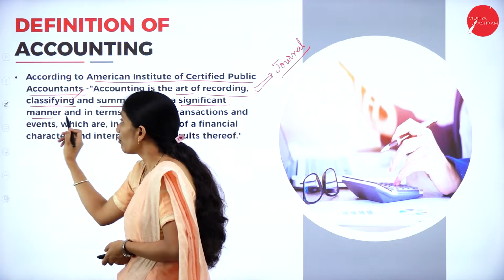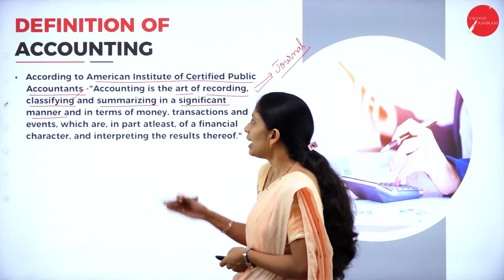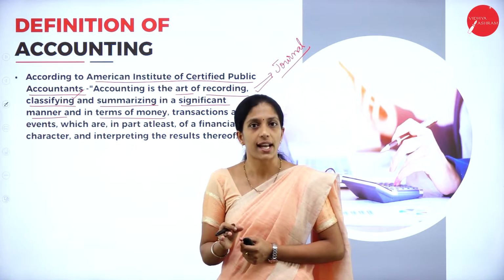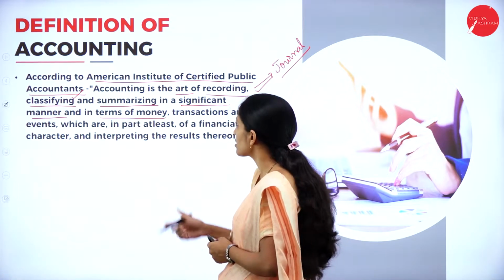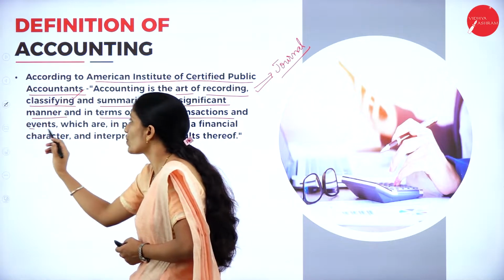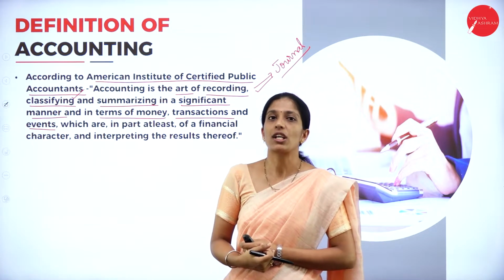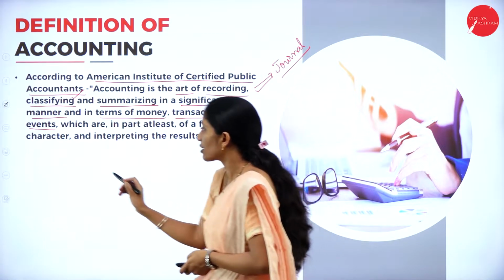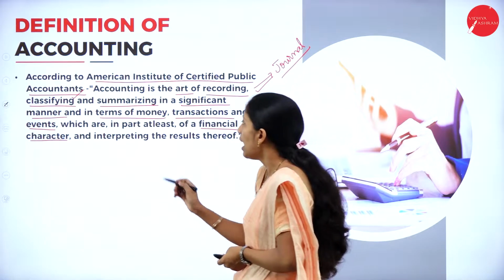So as I told you, we have to present that accounting information in an understandable manner and in terms of money. As I told you, we will record only those transactions which can be measured in terms of money, that is monetary units. So money, transactions and events. What type of events will we record? Only monetary transactions, which can be measured in terms of money, which are in part at least of a financial character.